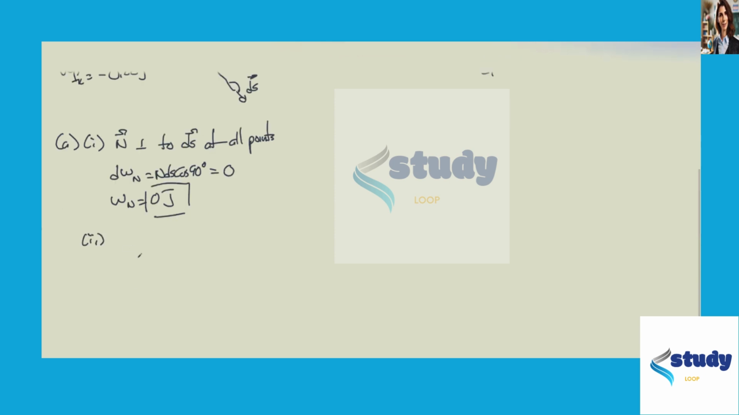Subpart 2 wants to know the work done by gravity. And this can be calculated 3 different ways. I'm only going to show you the one they intend.